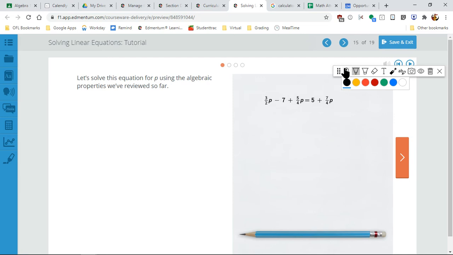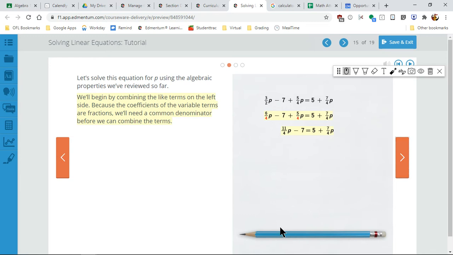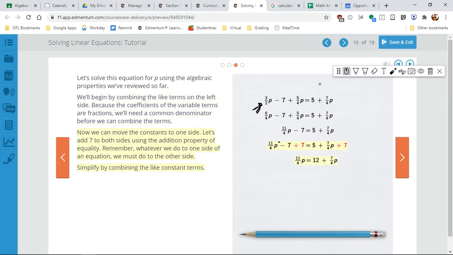Let's see how Edmentum wants us to solve it. So Edmentum says, let's change the bottom. We're going to find the LCD and make everything the LCD. So they're going to make it 4. In order to change this 2 to a 4, we're going to multiply it by 2. And from there, I'm not going to lie, sometimes that is easier to do, because here we have 11 over 4. But now we're going to have to subtract fractions, and that gets a little complicated. In this case, not so bad, because we are dividing by 4 on both sides.